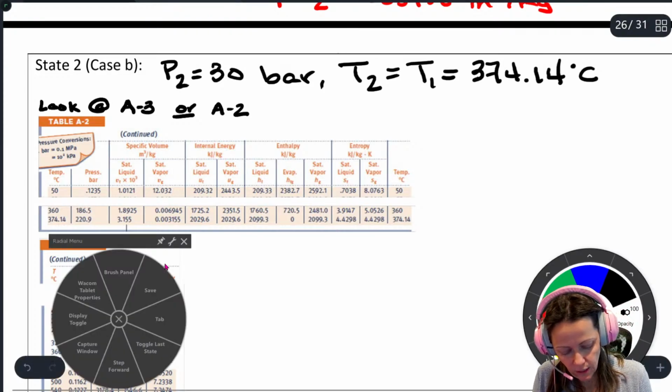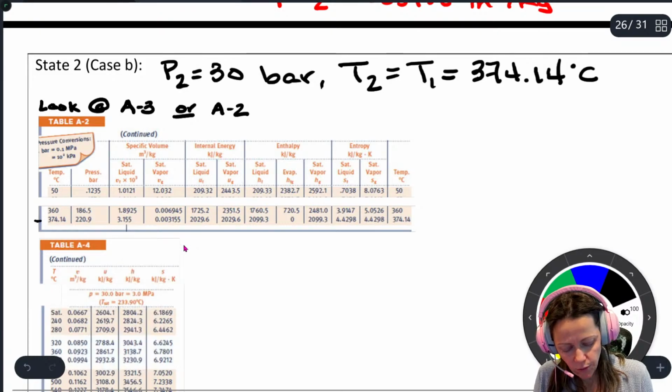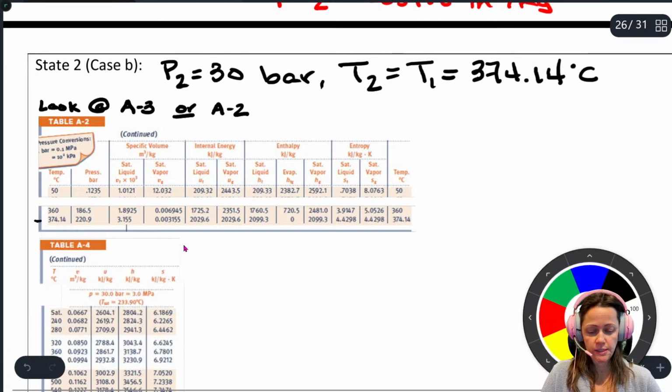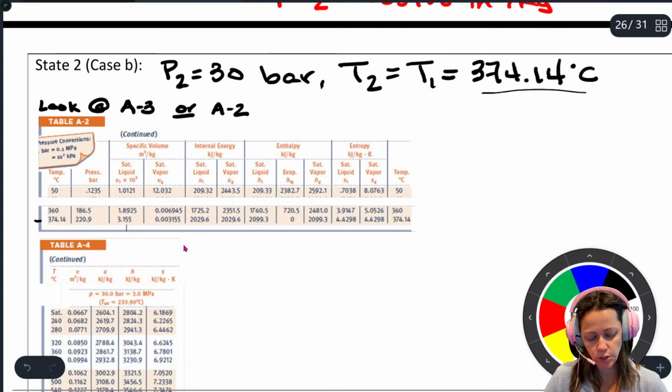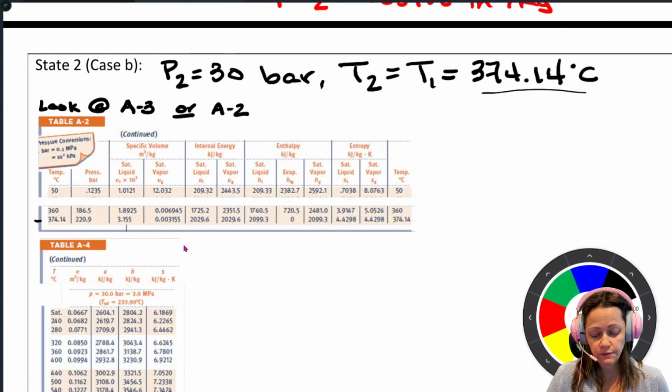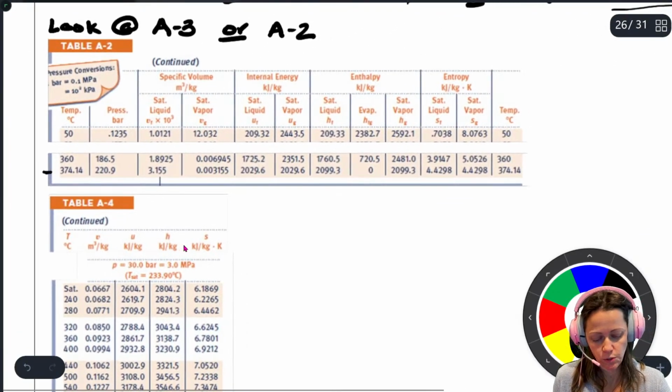So you could see, well, at 374.14 degrees Celsius, which is what I am at state 2, it would have to be at a pressure of 220.9 bar in order for me to get the information I needed off of those saturated tables. And of course my pressure is at 30 bar, which is less than that. So I know it's superheated.